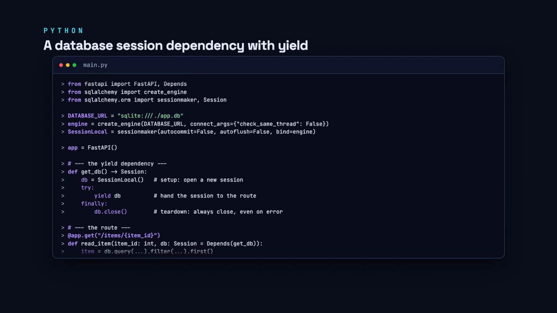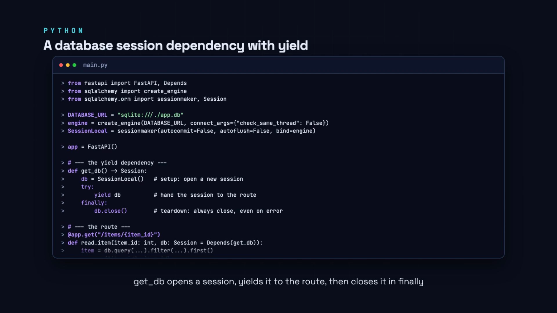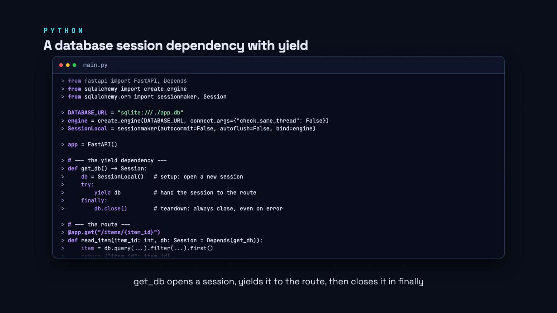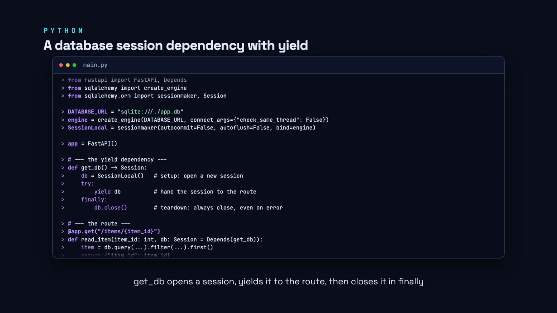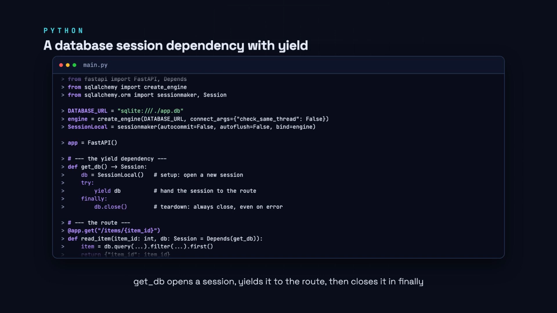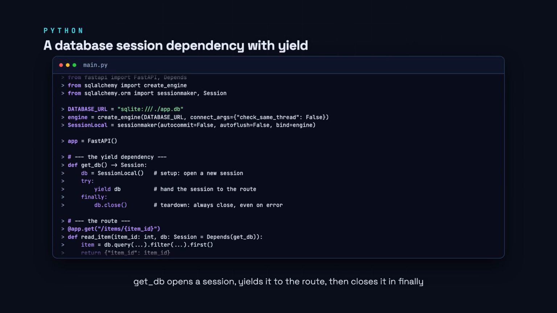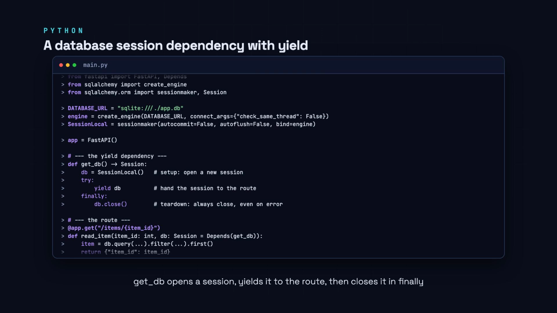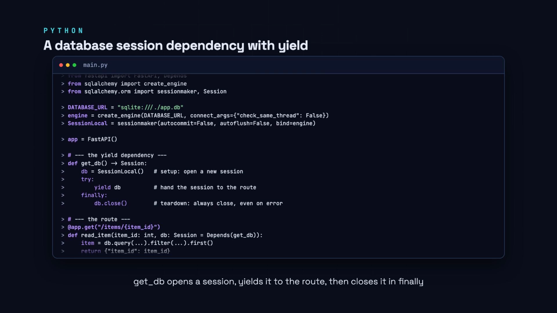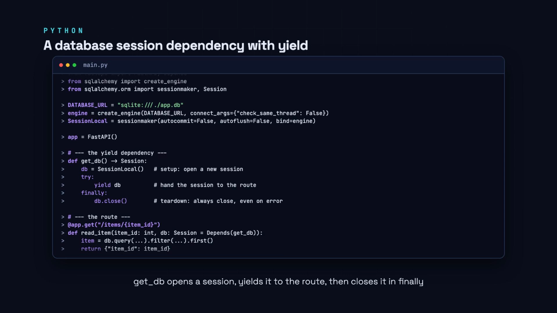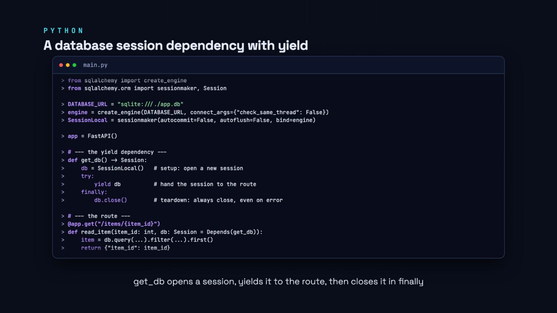Let's walk through this. We create a SQLAlchemy SessionLocal factory at the top. Then comes the dependency function get_db. It opens a fresh database session and enters a try block. The yield statement pauses get_db and hands the open session to whoever depends on it, in this case, the route read_item, which receives it as the parameter db. When the route finishes, FastAPI resumes get_db, past the yield, and the finally block runs db.close. Guaranteed, whether the route succeeded or raised an HTTP exception.